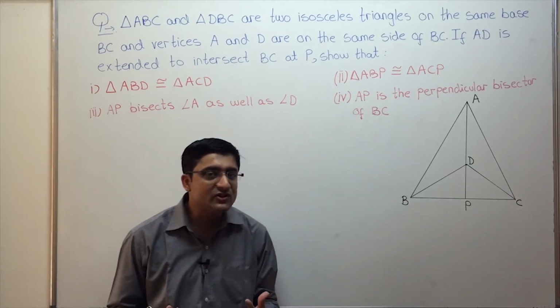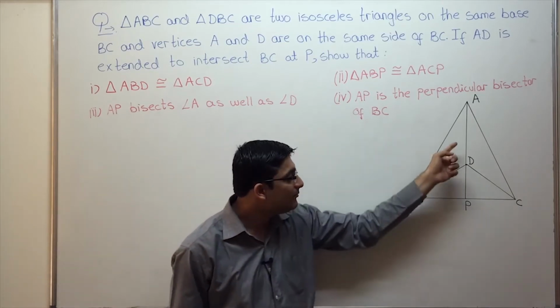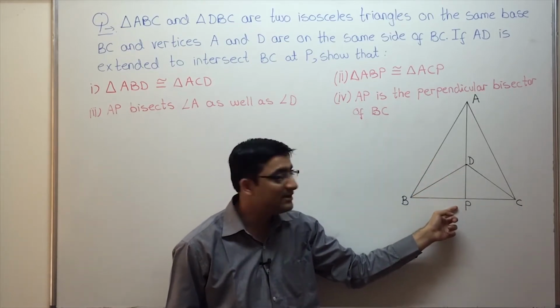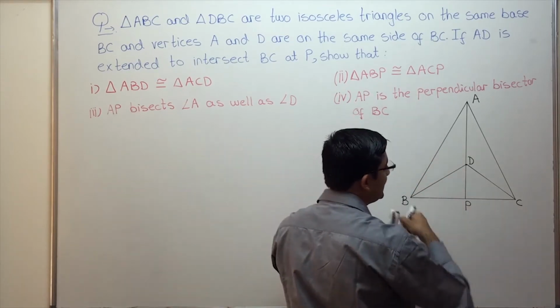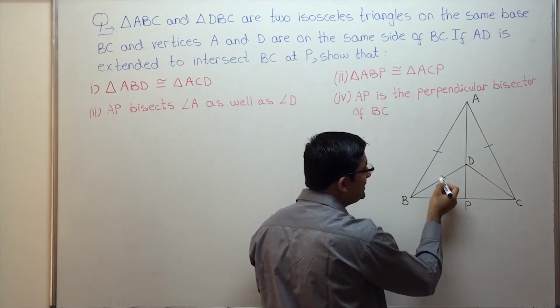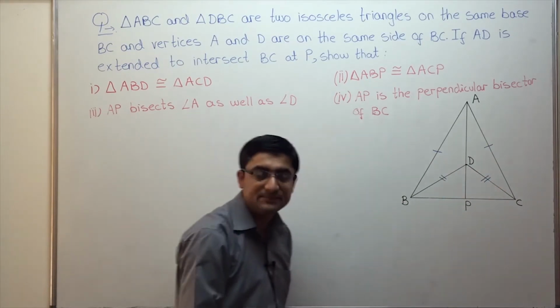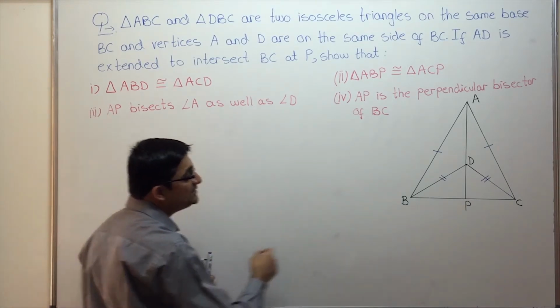What is an isosceles triangle? A triangle in which two sides are equal. So which two sides are equal over here? Because we have two isosceles triangles on the same base, that means leave this side, the other two sides are equal. That means in triangle ABC, AB is equal to AC, and in triangle DBC, DB is equal to DC. Right? Next, vertices A and D are on the same side of BC.